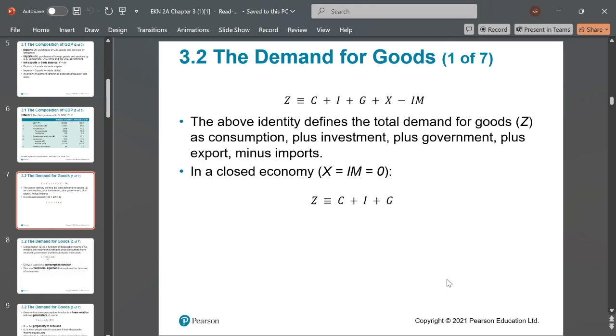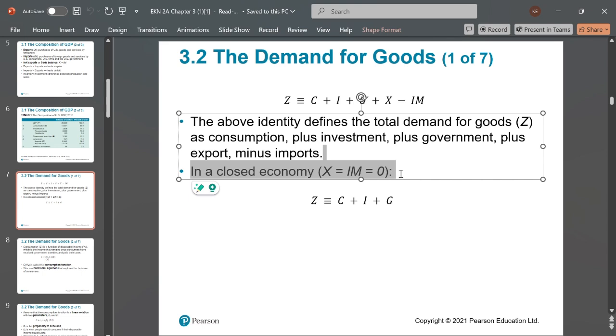Then we go on to the demand for goods, right? So demand is denoted by Z, which is equal to the consumption. Remember I said what you and I buy, Pick n Pay, ShopRite, etc. Investments, this is the non-residential and the residential. Government spending, right? Exports minus your imports. So when we have a closed economy, we have our exports equal to our imports, which is equal to zero.